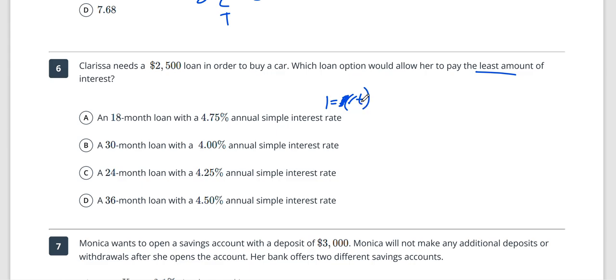So when I multiply these two, the R times the T, I'm looking for the smallest number. Because then the next thing would be to multiply it times the P. And if I have the smallest number times the P, it's going to give me the smallest answer. And since these are all loans, all in months, I'm just going to multiply. And this one, I don't even need to write this percent. As long as I get the smallest number, it will work.